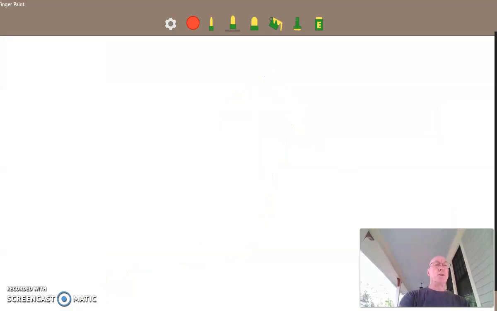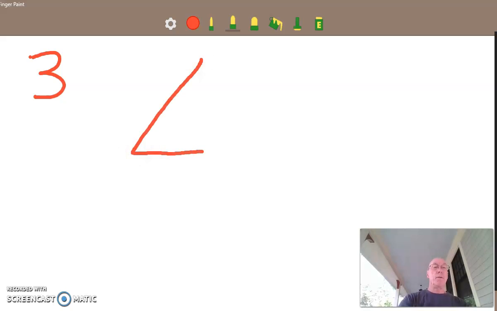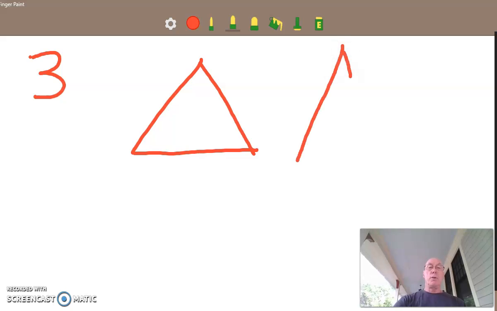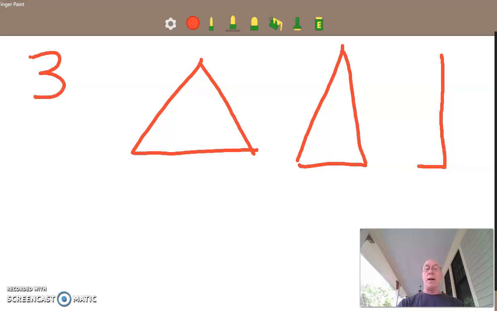Now, if you have, instead of two lines, three lines, what can we do with three lines? Well, with three lines, we can make a triangle. Tri means three. Now, this triangle, each side is the same length and each angle is the same. It's called an equilateral triangle. Well, we could also make a triangle with two sides that are the same and then a different side on the bottom. That's called an isosceles triangle. Or we can make a right triangle where it's a vertical and a horizontal line with a third line in between.